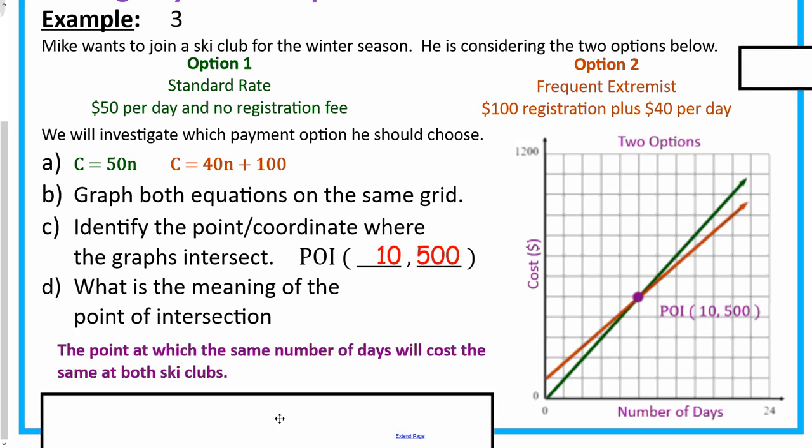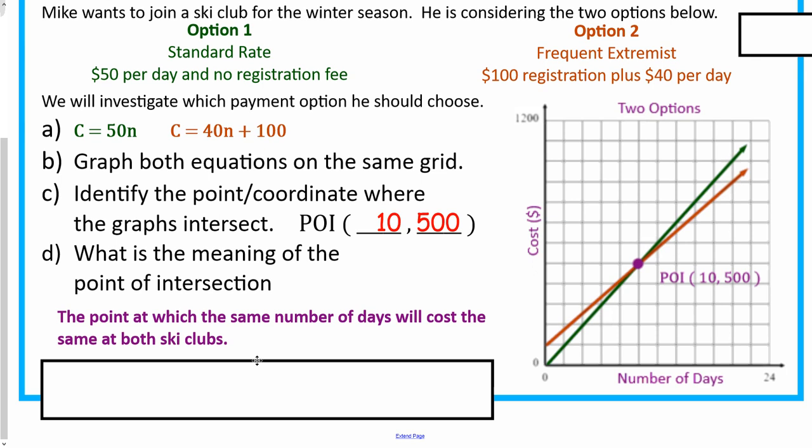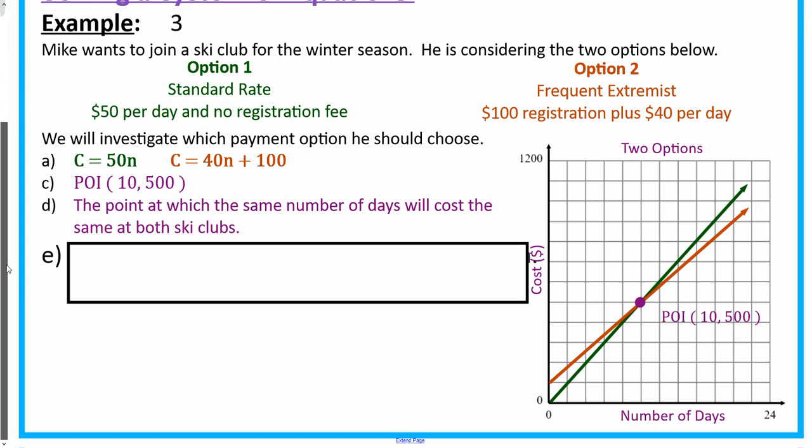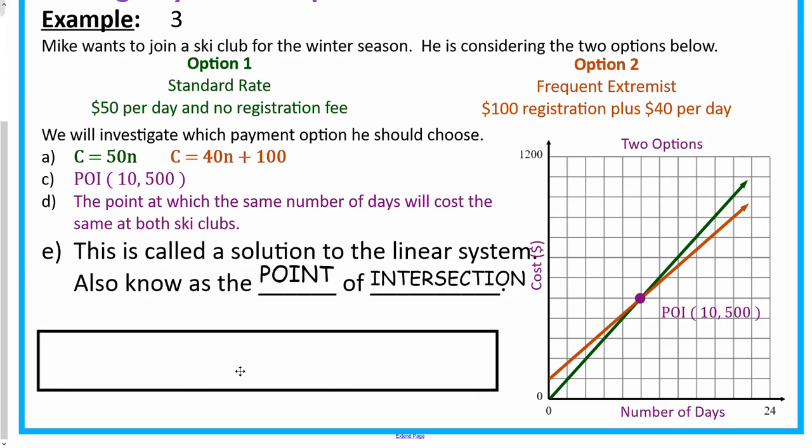What is the meaning of this? It's the point at which the same number of days will cost the same at both ski clubs. And part E, this is called a solution to the linear system, which is also known as the point of intersection.